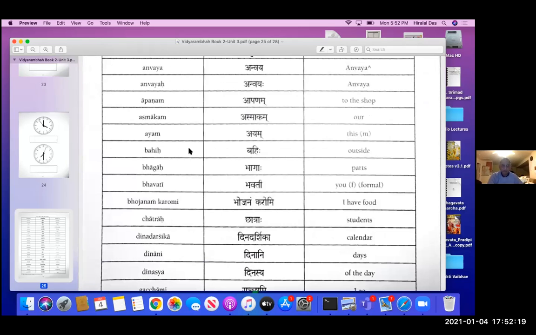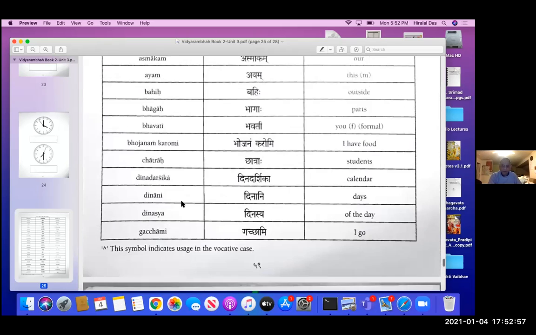Shruti? Mataji, so we are at Ayam, right? Yes, Shruti. Ayam is this for masculine. Bahihi is for outside. Bhagaha is for parts. Bhavati is for you, formal, for female. Okay. And Bhojanam Karomi is I have food. Okay. Next person.